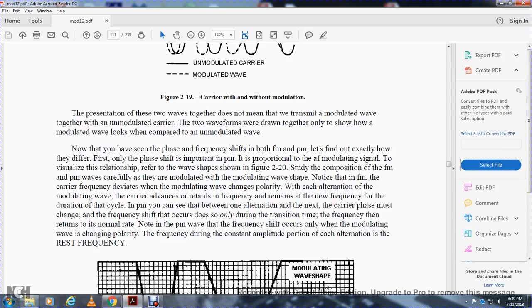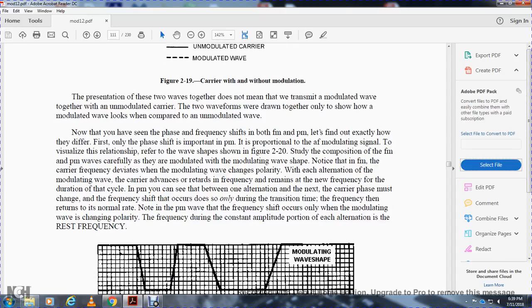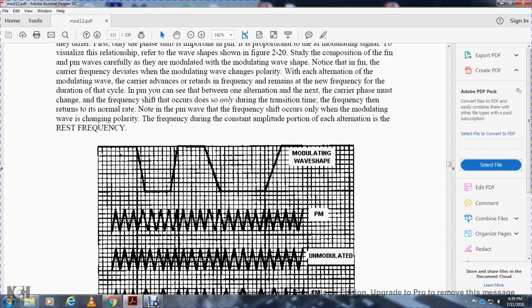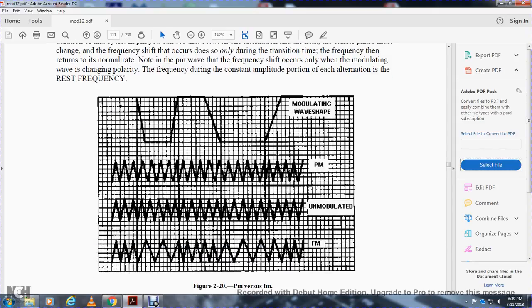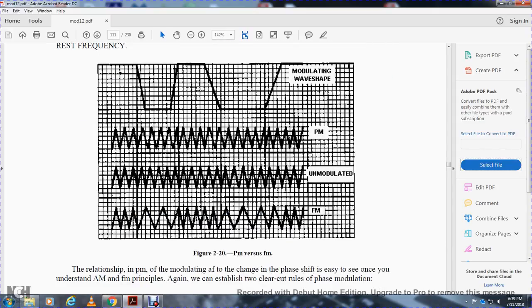In the phase modulator, you can see that between one alternation and the next, the carrier phase changes, with a frequency shift that occurs only during the transit time of the change, then returns to normal operation. Note that in the phase modulator wave, the frequency shift occurs only when the modulating wave is changing polarity. The frequency during the constant amplitude portion of each alternation is the rest frequency. Here are the modulating wave shape, the phase modulation, the unmodulated wave, and the frequency modulated wave. The relationship of the phase modulation to the audio frequency modulation is easy to see.